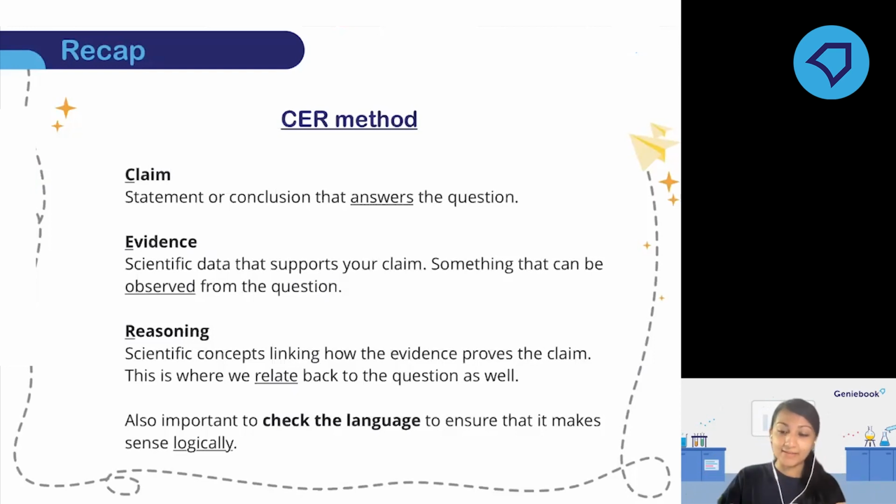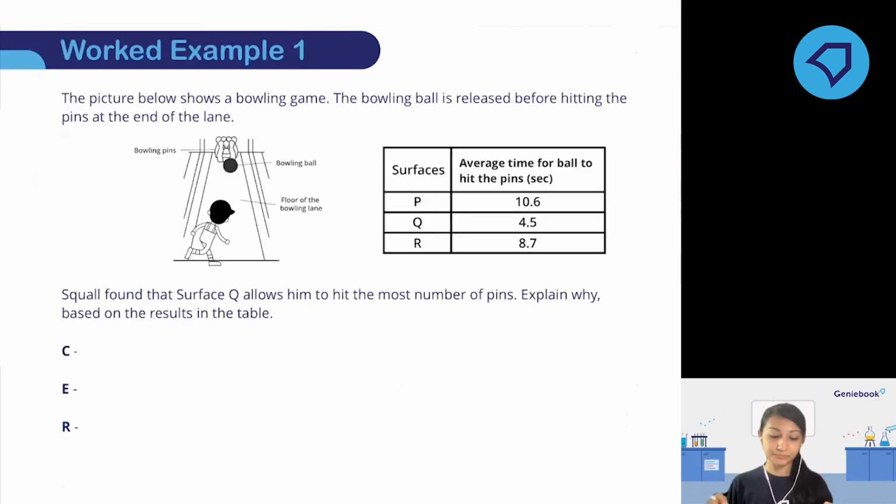All right, so let's see. The picture below shows a bowling game. The bowling ball is released before hitting the pins at the end of the lane. So if you have played bowling before, you know that, first of all, the bowling lanes are super slippery. So you cannot wear any regular shoes to walk on the platform. You have to borrow or rent their bowling shoes. And the reason is because it's very, very slippery, right?